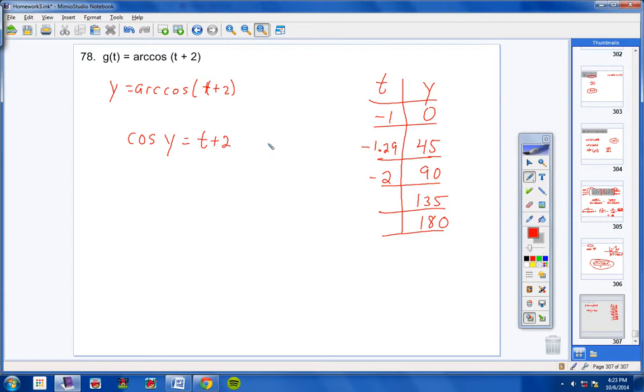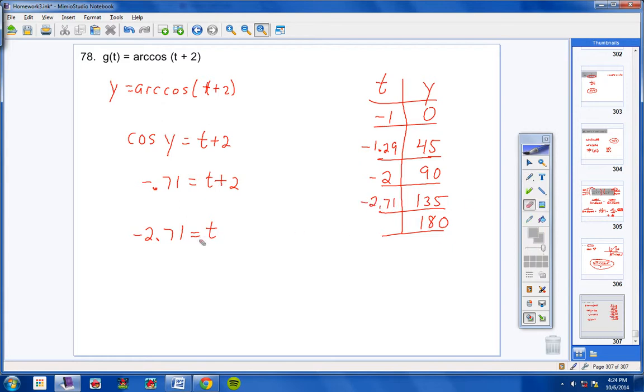Now let's go ahead and put 135 in for y. And let's see what we get here. Cosine of 135 is negative 0.71 equals t plus 2. Now bring the 2 over, make it a negative 2, and you get negative 2.71 equals t. All right.